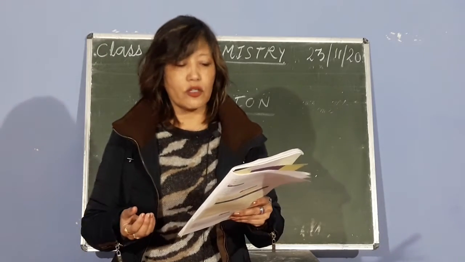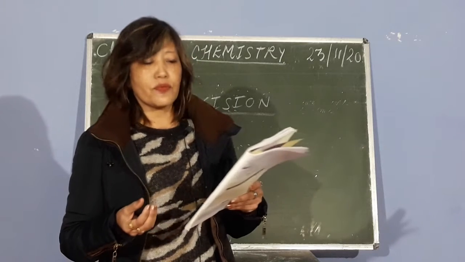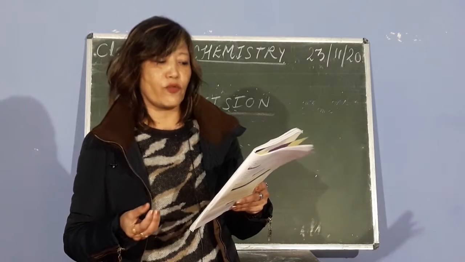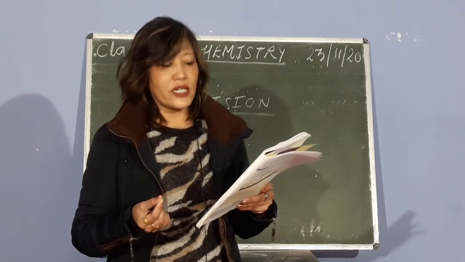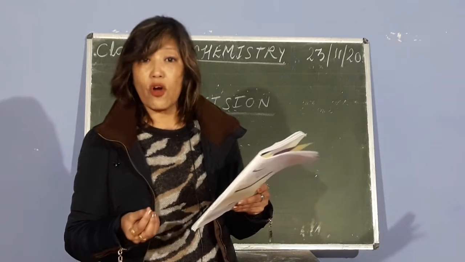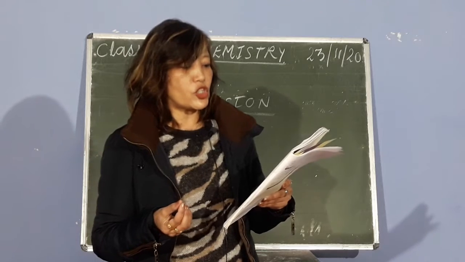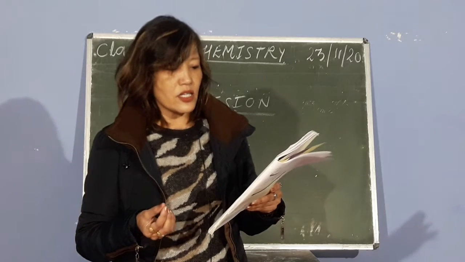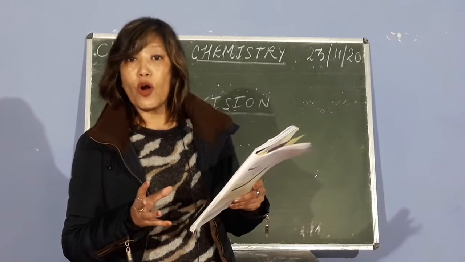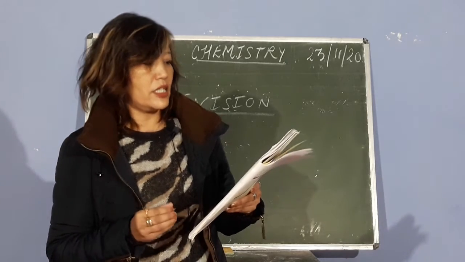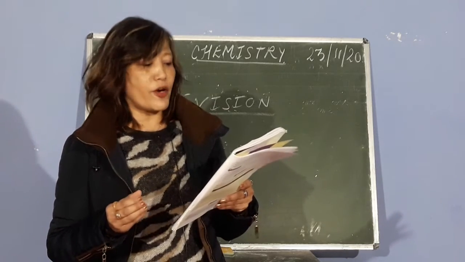Then match the columns. Number 1, a substance that dissolves in a solvent. What do you call a substance that can dissolve in a solvent? It is called solute. Then number 2, a homogeneous mixture of a solute in a solvent. It will form a solution. Then number 3, organic farming.